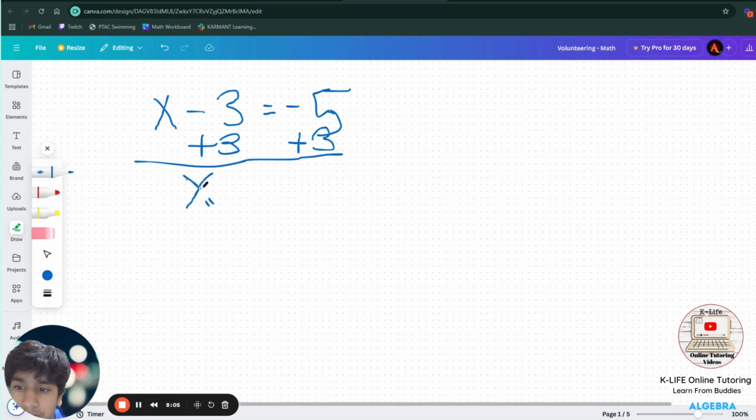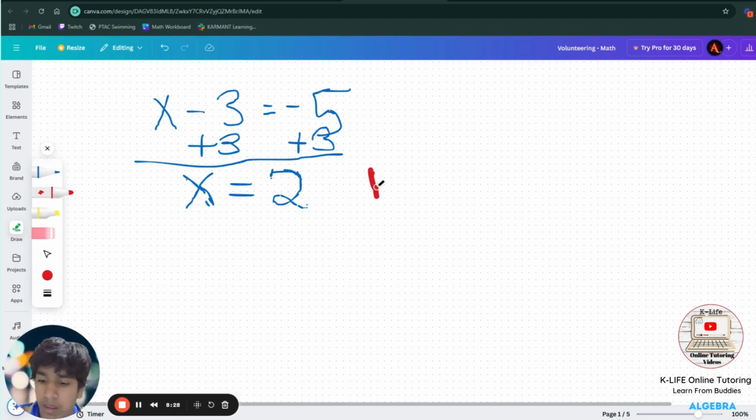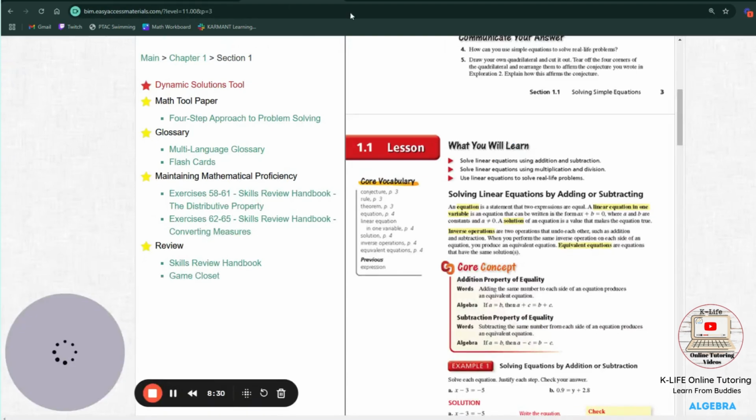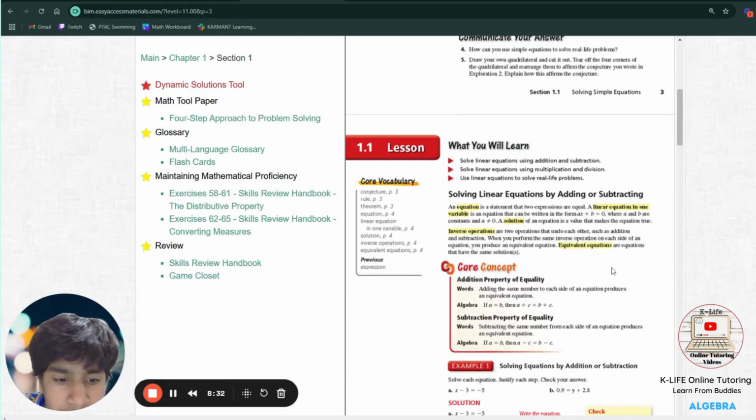So that will give a result of x equals, and negative 5 plus 3 is negative 2. So that's your first answer.